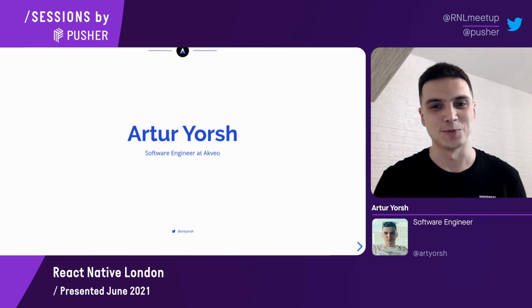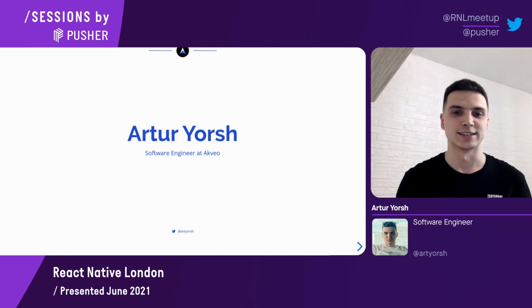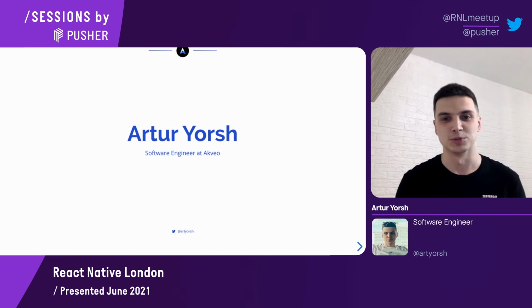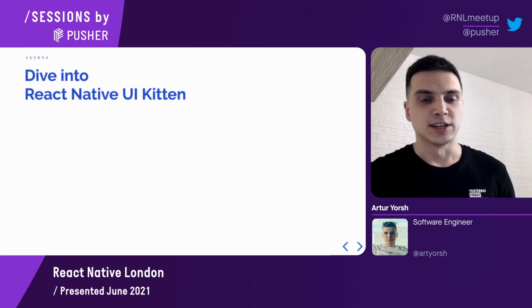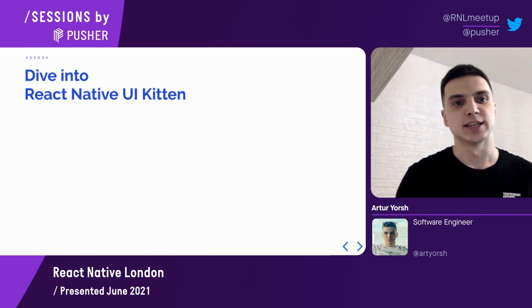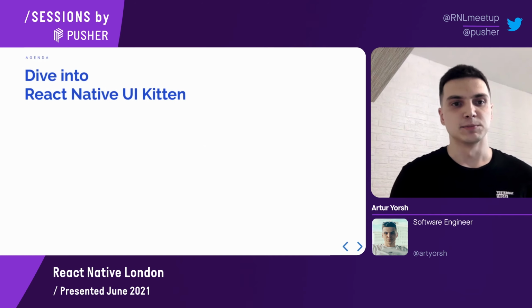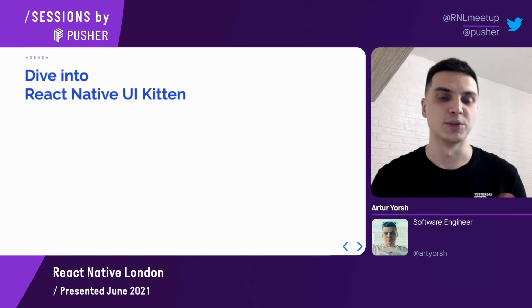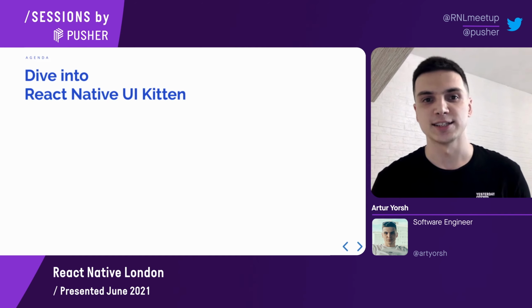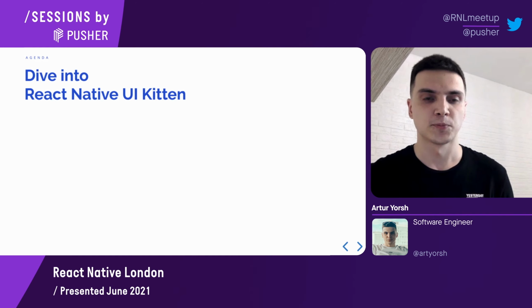So that's why we are here today talking about one of the most exciting UI libraries that we have built and that I have had the chance to contribute to. It's UI Kitten and Eva Design System. The title of my talk is Dive into React Native UI Kitten, but because UI Kitten itself is a part of a bigger project, a part of a design system, we are actually going to cover 3 topics today.